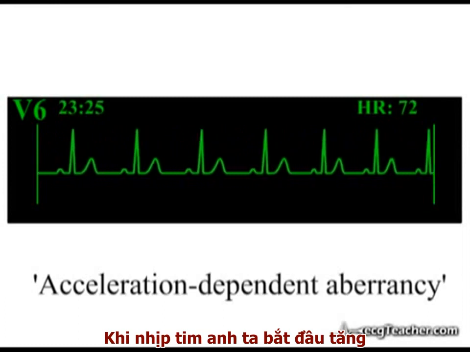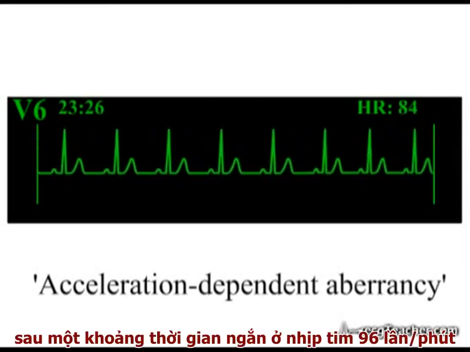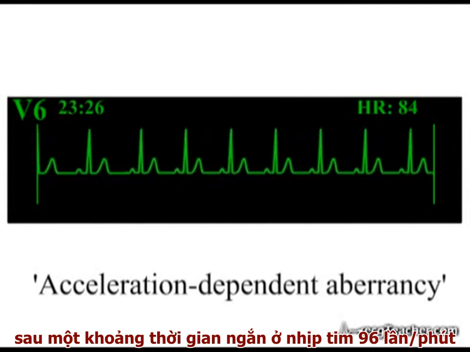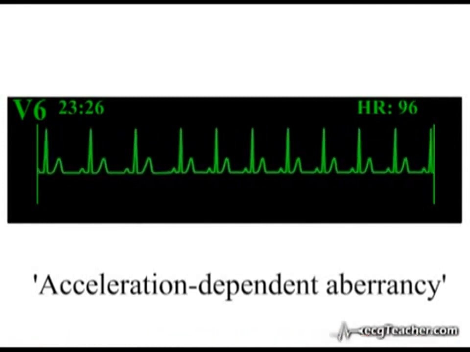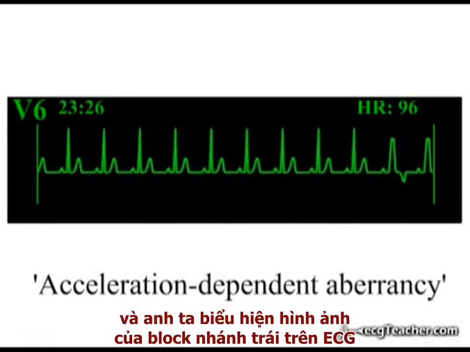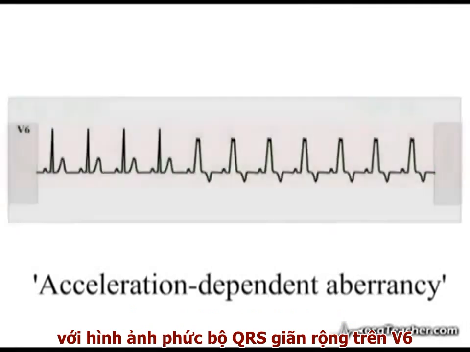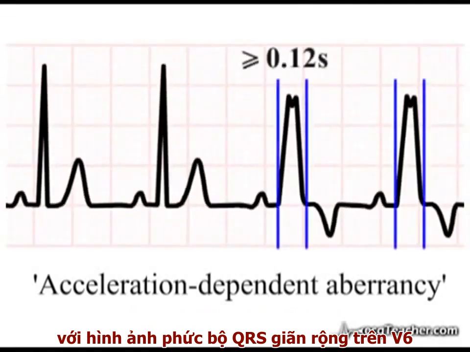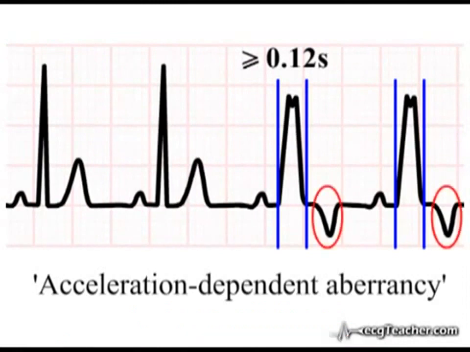As his heart rate begins to rise, note that after a short period of time at a rate of 96 beats per minute, conduction in the left bundle branch fails, and he develops a left bundle branch block pattern on the ECG, resulting in broad positive QRS complexes in V6 with associated ST changes.